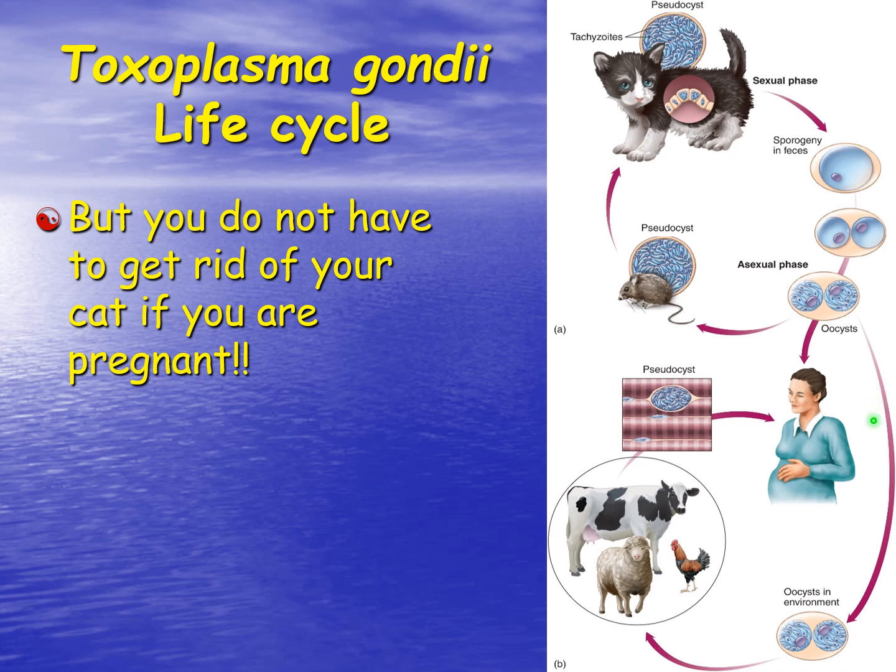However, we do know that the oocytes can encyst in muscle tissues of cattle, sheep, and poultry, and so we can actually sometimes see transmission through the eating of undercooked meat as well. But you don't actually have to get rid of your cat. Just simply don't eat the Tootsie Rolls. Wear gloves if you have to change the litter box or have somebody else change the litter box, and under no circumstances kiss your cat on the butt.